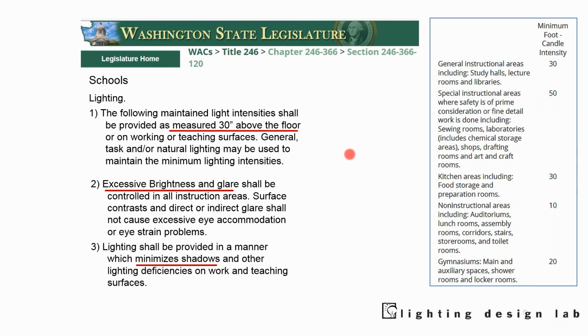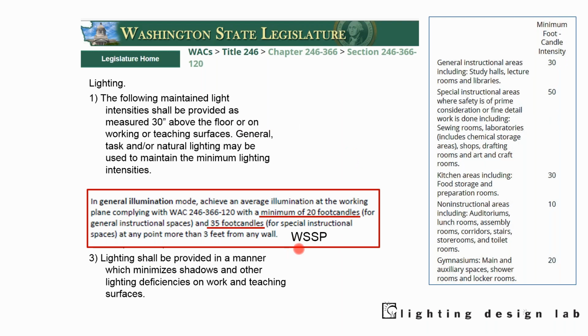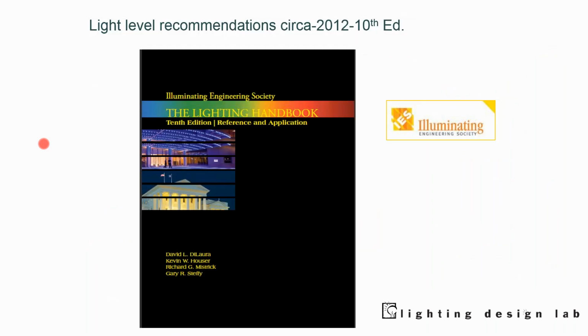But when we compare that to the Washington Sustainable Schools, we were looking at 20-foot candles for general instruction spaces and 35-foot candles for special instruction spaces. So not sure which would take precedent there. I'm guessing the WAC would, but that would be a point of debate, perhaps.